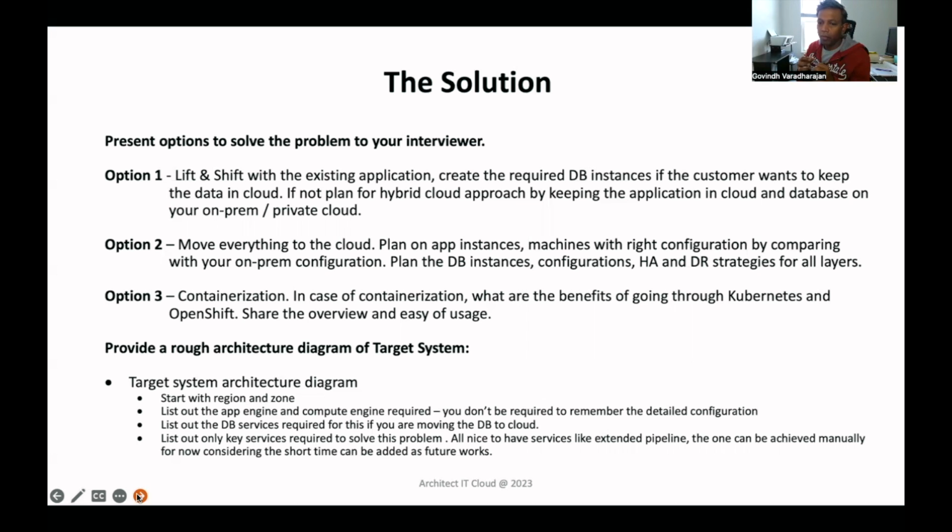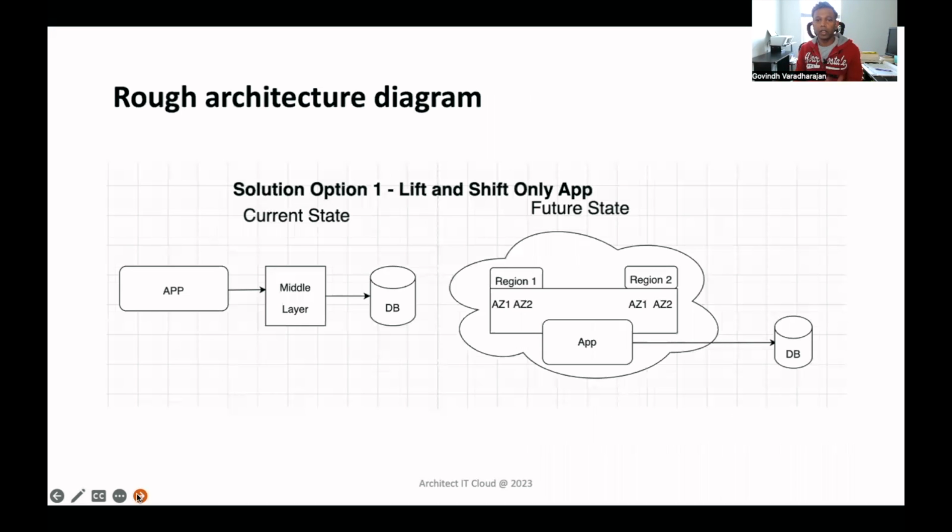For example, there might be pipeline services available in any cloud service. You don't need to provide that at this stage, because if you look at the timeline for implementing the solution, it is just 3 weeks. So leave all those fancy things aside and focus only on the core services required for implementing this solution. Okay.